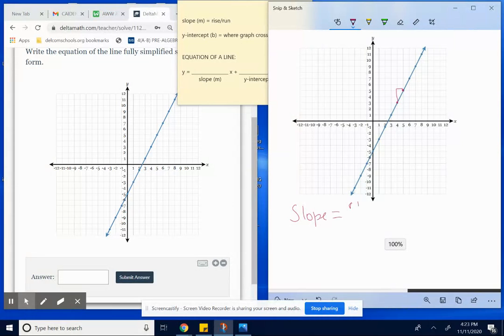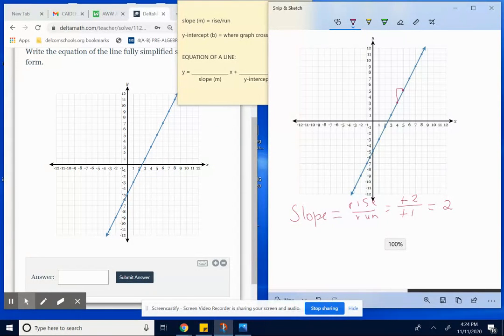So my slope, which is rise over run: I rose 2, I went up. Up is a positive direction, so positive 2 is my rise. And then I went to the right 1. That's my positive 1 because going to the right is also positive. And I have 2 over 1. That's the right answer, but 2 divided by 1 simplifies to 2.